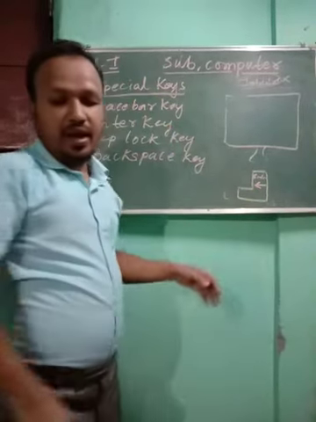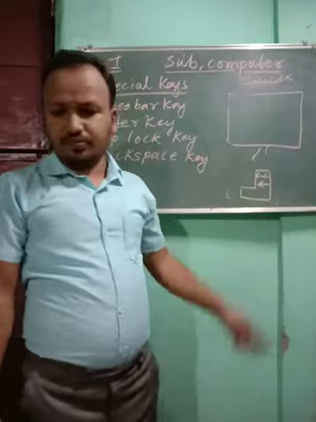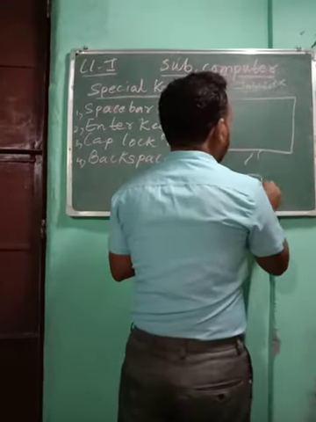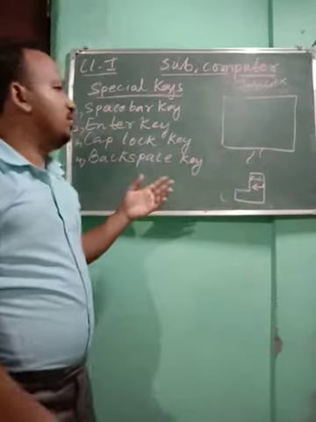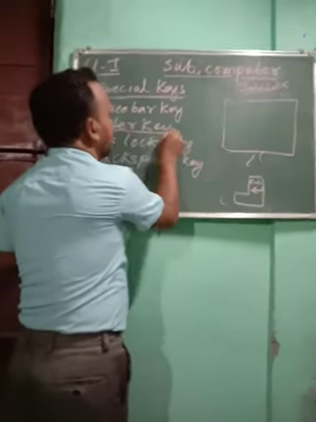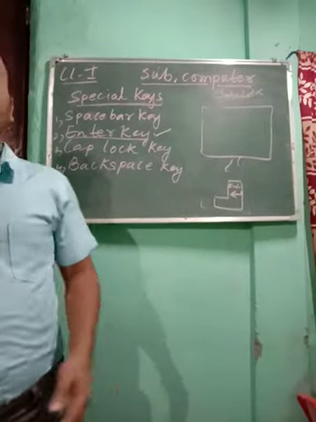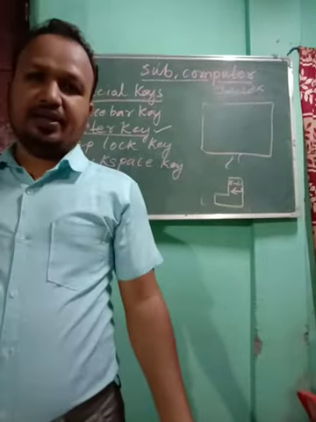So a arrow is given in the enter key. Okay, small arrow is always given. Now, what is the use of this enter key? Now we are going to learn about the enter key. Children, enter key is used to move the cursor to the next line.